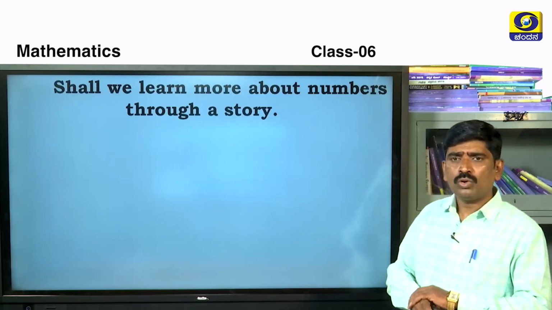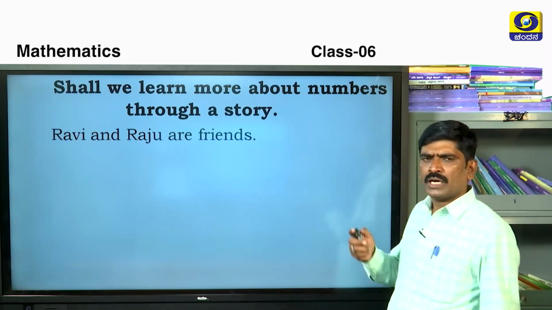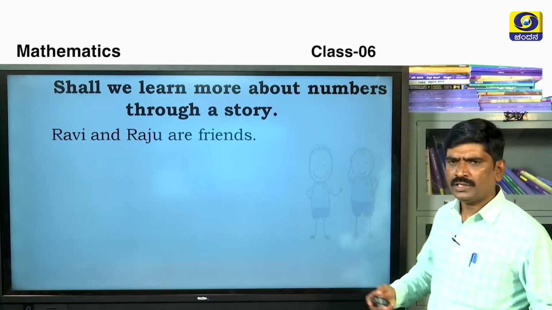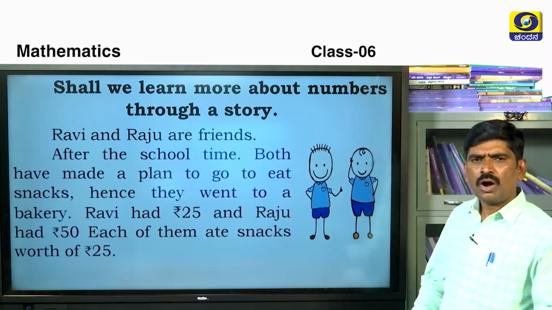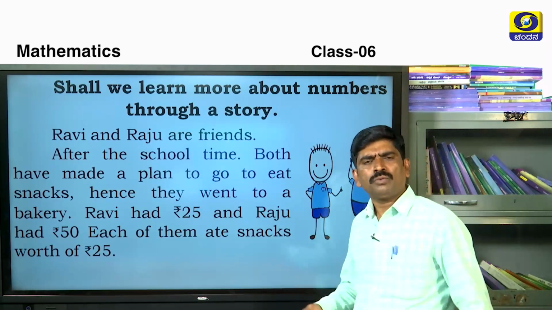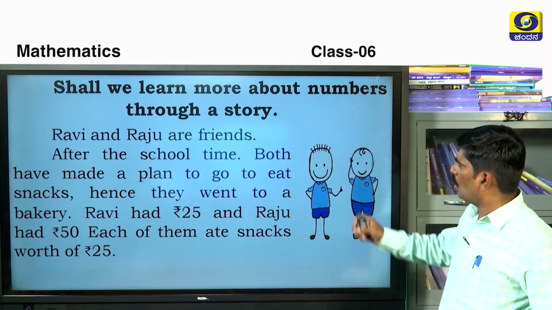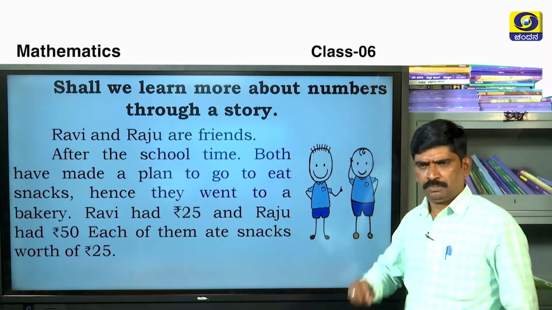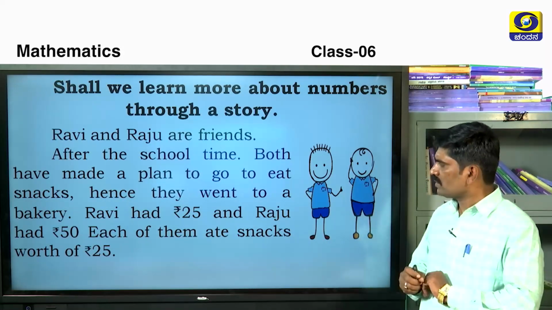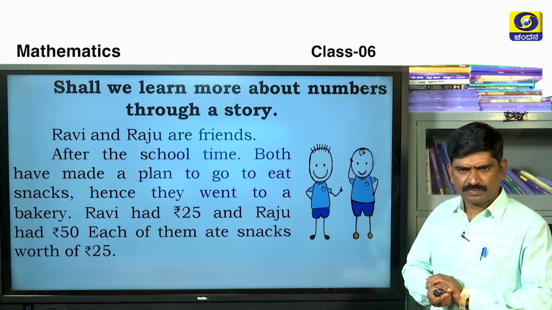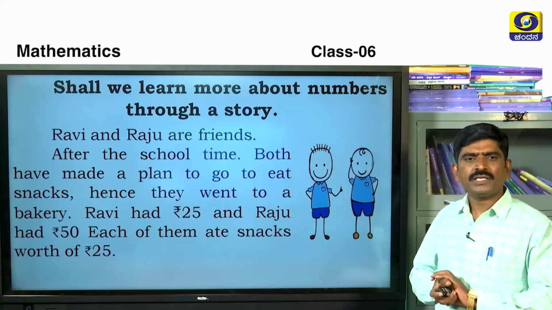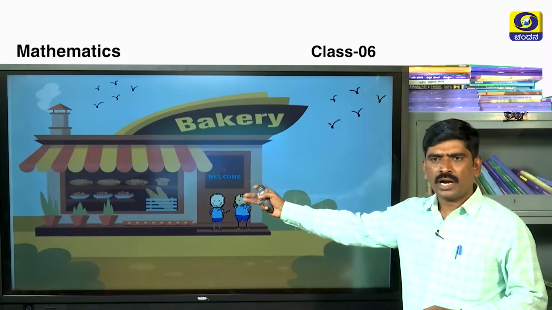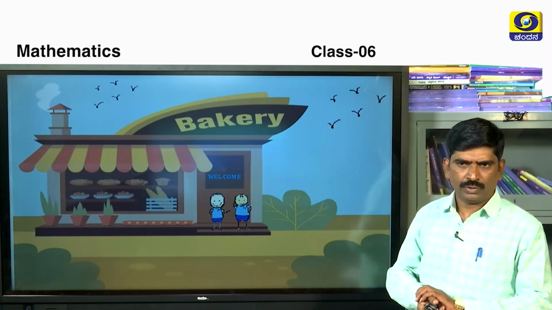Shall we learn more about numbers through a story? Ravi and Raju are friends. After school time, both made a plan to go and eat snacks. Hence they went to a bakery. Ravi had 25 rupees and Raju had 50 rupees. Each of them ate snacks worth 25 rupees.